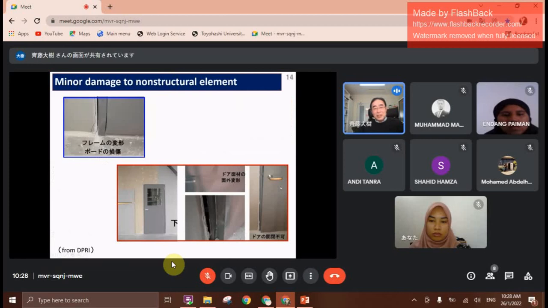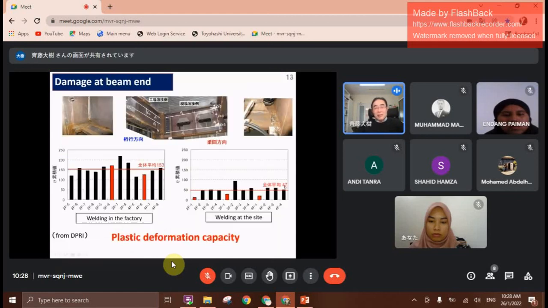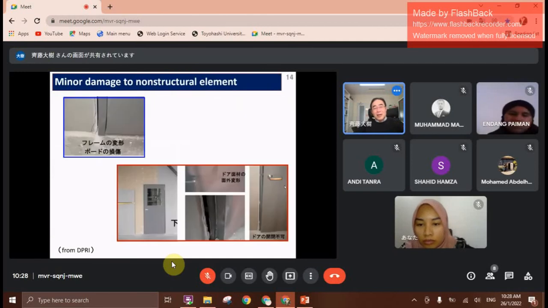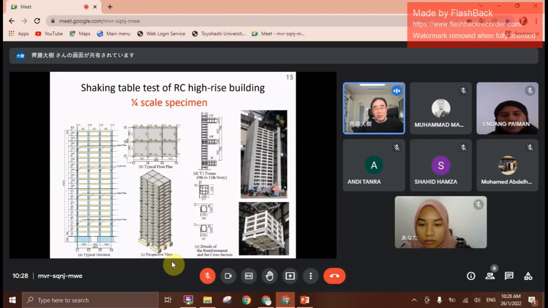We also examined the damage inside, to non-structural elements such as partition walls, but there was not so much damage. Anyway, we noticed damage may happen at the welding part, so high-rise buildings in Japan are not safe. Then we started another test, on a high-rise building of reinforced concrete, a 20-story reinforced concrete building. This time, we didn't test real size. We tested a 1/4 scale building.